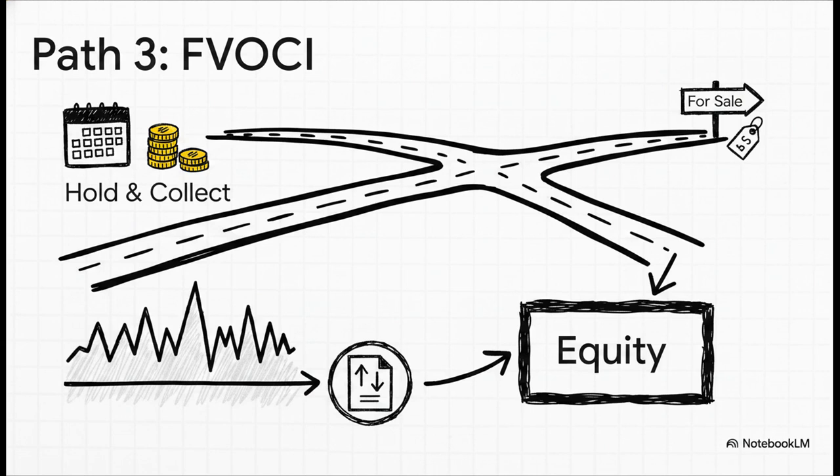This one's the hybrid. It's for when you're holding an asset to collect payments, but you might also sell it if the price is right. Here, the value changes are still tracked, but they get parked in a separate little corner of equity, so they don't cause all that volatility in the main profit number.